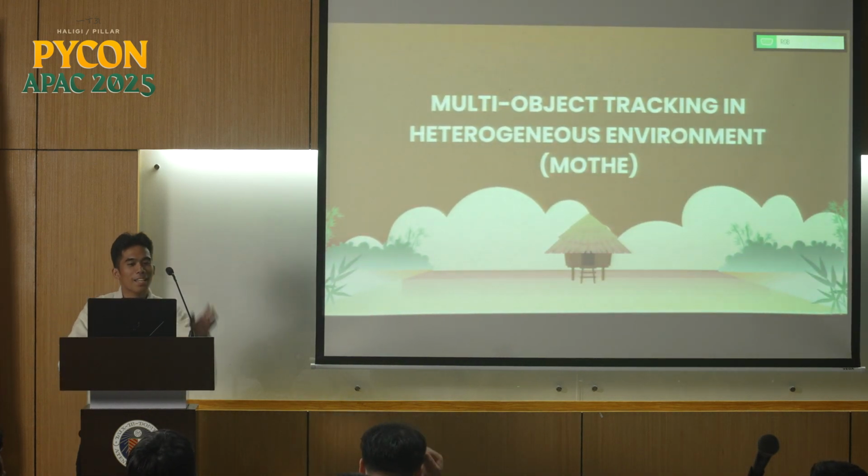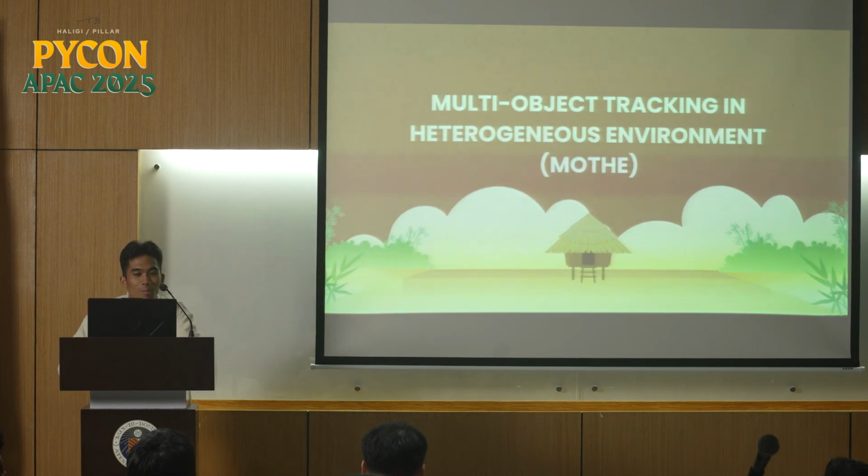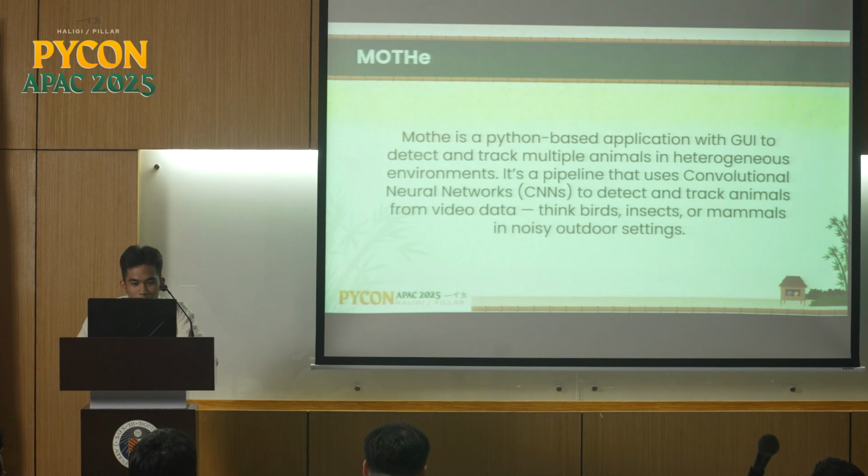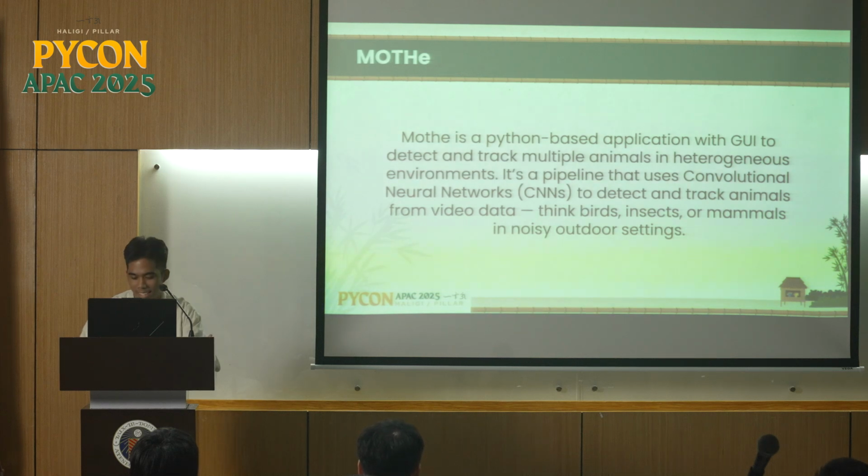So good day. I will discuss multi-object tracking in heterogeneous environment. So what is that? MOT is a Python-based application with GUI to detect and track multiple animals in heterogeneous environments. It is a pipeline that uses convolutional neural networks to detect and track animals from video data like birds, insects, we chose insects, or mammals in noisy outdoor settings.